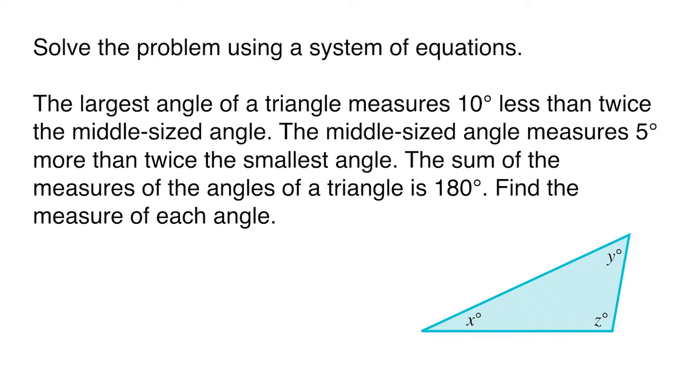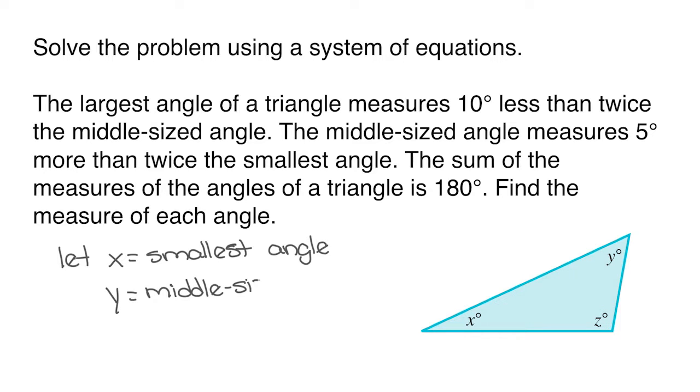Shown is a triangle with angle measures x degrees, y degrees, and z degrees. We're going to let x equal the measure of the smallest angle, we'll let y equal the measure of the middle-sized angle, and we'll let z equal the measure of the largest angle.